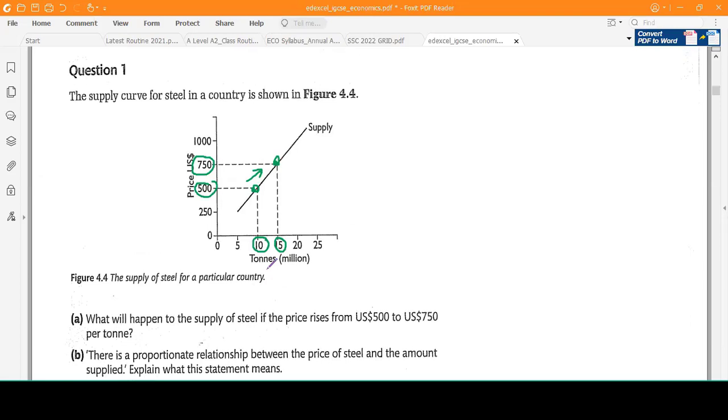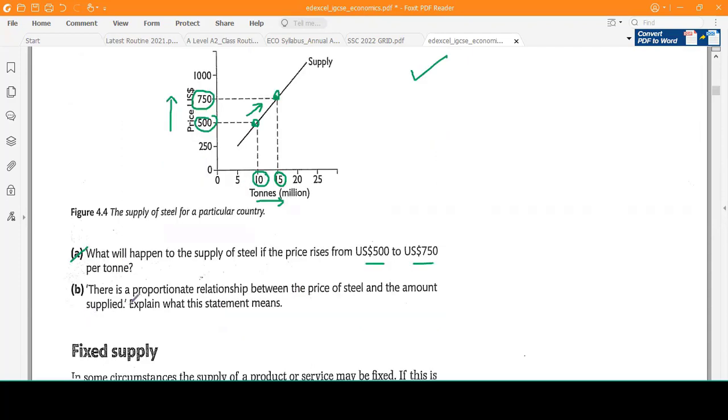Now, you have a chapter question number 1, given this information with this diagram. Question A is, what will happen to the supply of steel if price rises from 500 to 750? So if price rises from 500 to 750, what happens to the supply? You see that the supply has also increased from 10 million tons to 15 million tons. So that's the answer to question A.